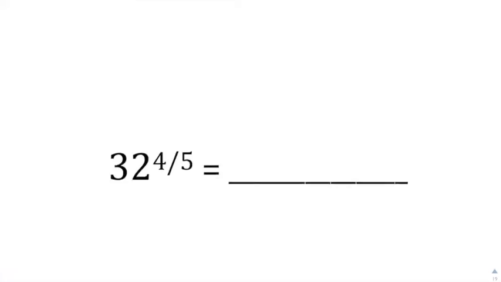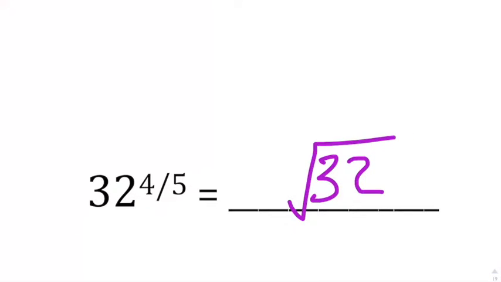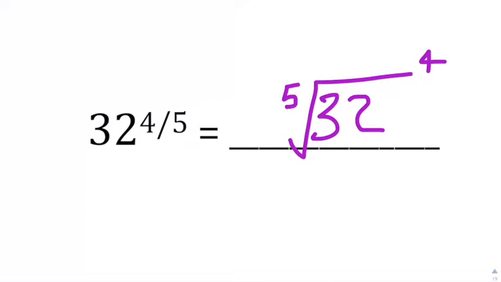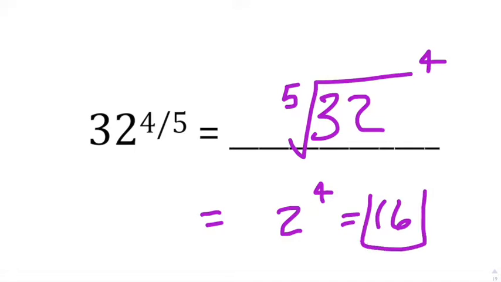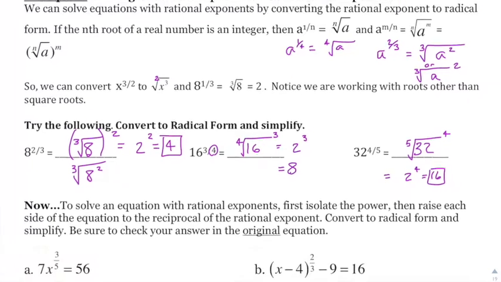All right, let's see here. We got the 32 raised to 4/5. So this will be the 5th root of 32 raised to 4. All right, and then the 5th root of 32 is 2. 2 raised to the 4th is 16. And then that is your answer right there. So yeah, they can simplify.